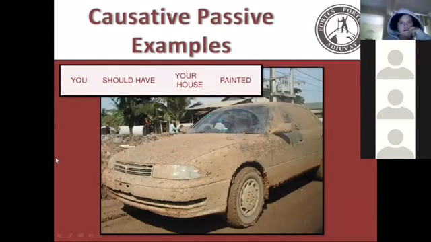Next one. This is wash, no? Yeah. It's a bit dirty, isn't it? You should have the car washed. You should have your car washed. ED on the end, remember, because we're using past participle. Okay, wash. Lovely, well done.